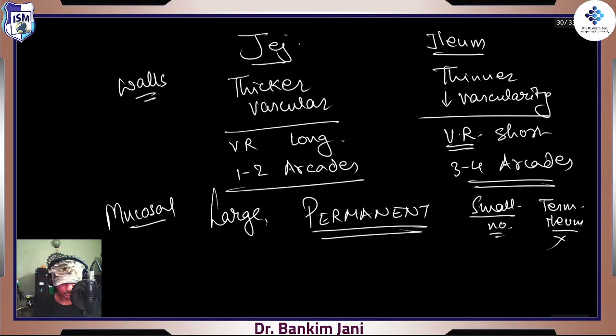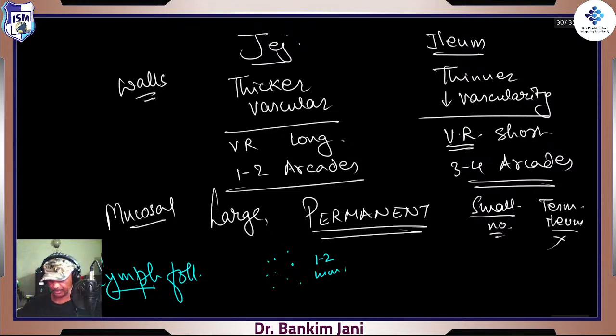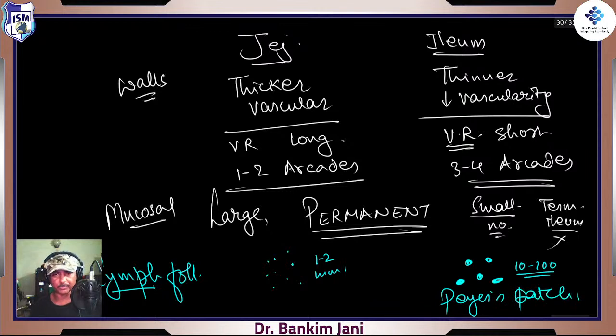What about the lymphoid follicles? Well, in the case of lymphoid follicles, they were like dot, dot, dot, those millimeter things, 1 to 2 millimeters, very small. But over here, they are big, almost 10 to 100 to 200, all clumped together. When they are this big, we won't call them dots, we'll call them patches. That's why they are called the Peyer's patch. So they are present over there.